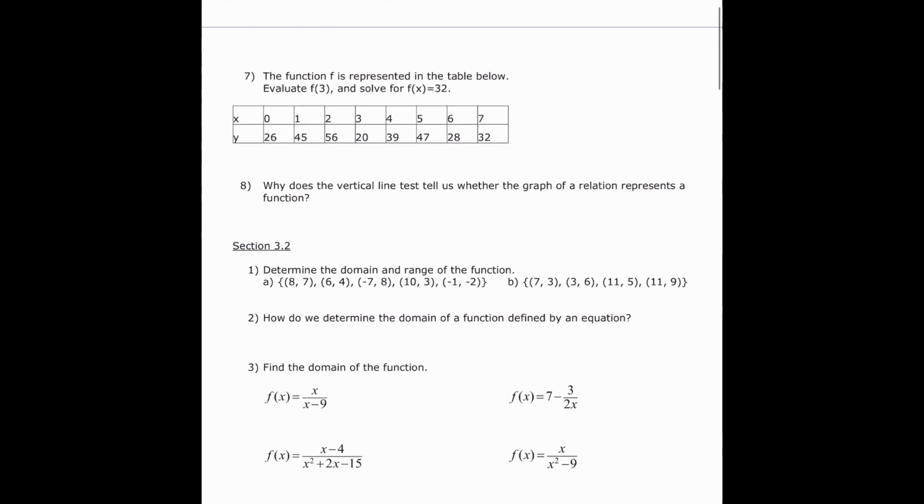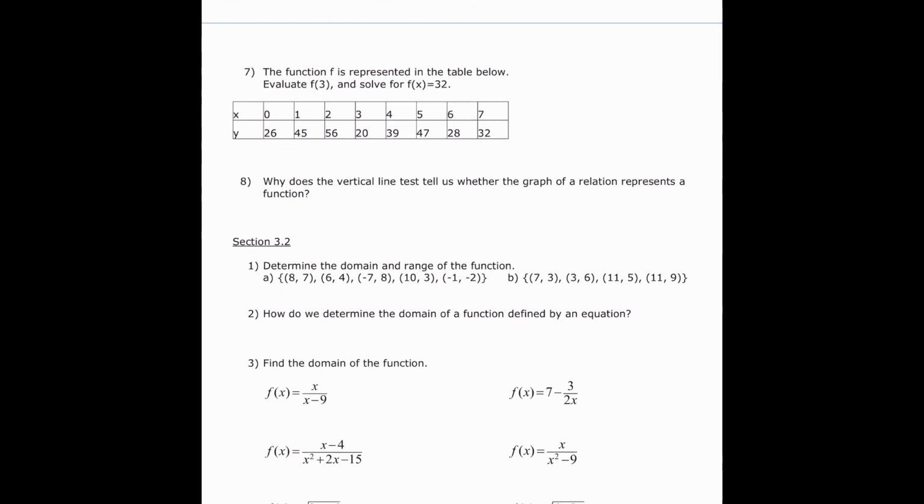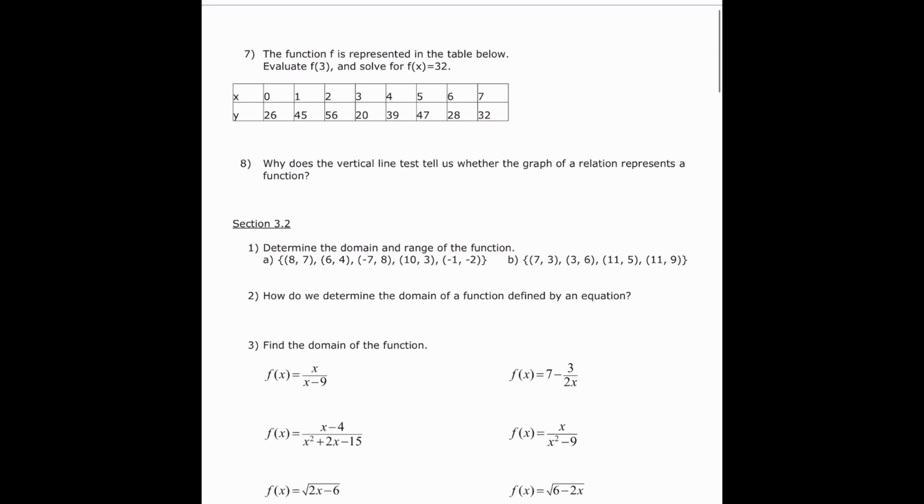Question number 7. The function f is represented in the table below. We need to evaluate f of 3. So this basically says when x is equal to 3, what is the value of y, or what is the value of the function? Here, when x is equal to 3, the value of y is 20. So f of 3 is equal to 20.